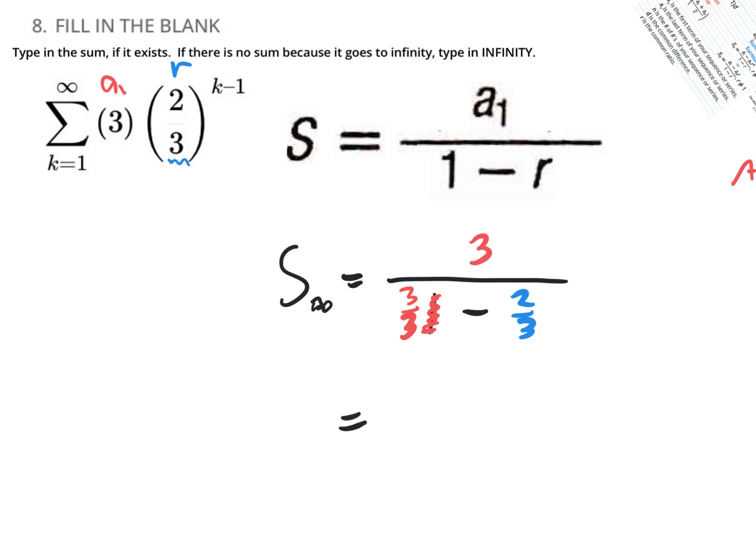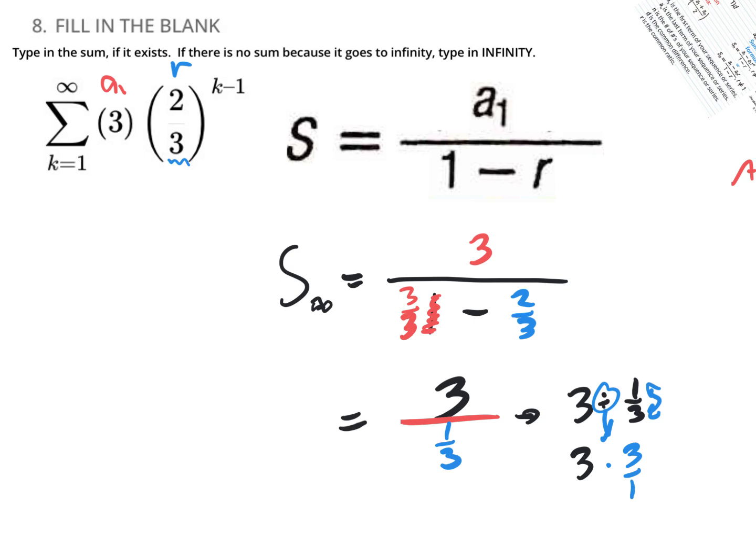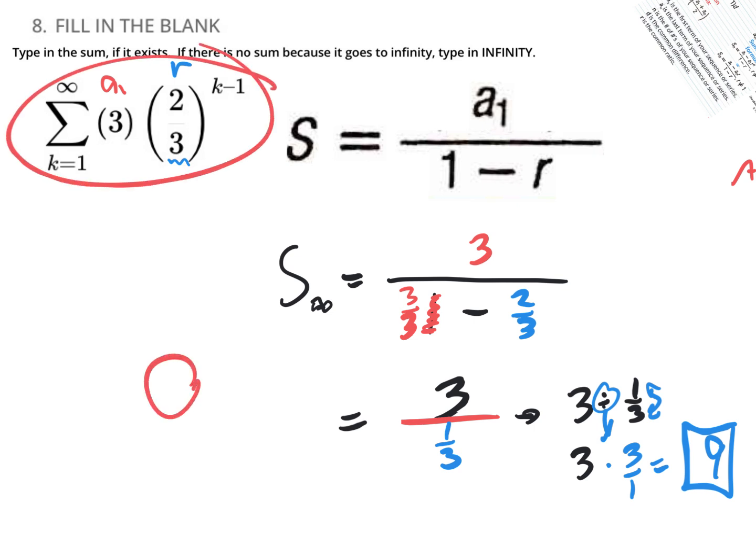So what we really have here is 3 divided by 1/3. And if you write that horizontally instead of vertically, 3 divided by 1/3, you could easily change that division to multiplication as long as you flip the second fraction. So you're really going to have 3 times 3 over 1, which is really just 3 times 3, which is 9. And ladies and gentlemen, that is your answer to this summation problem. The answer is 9.